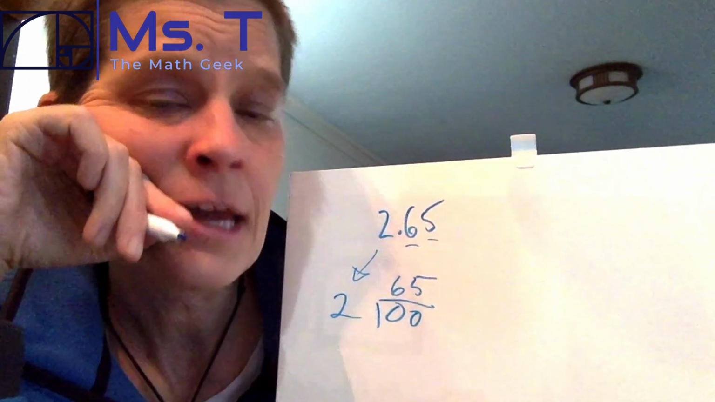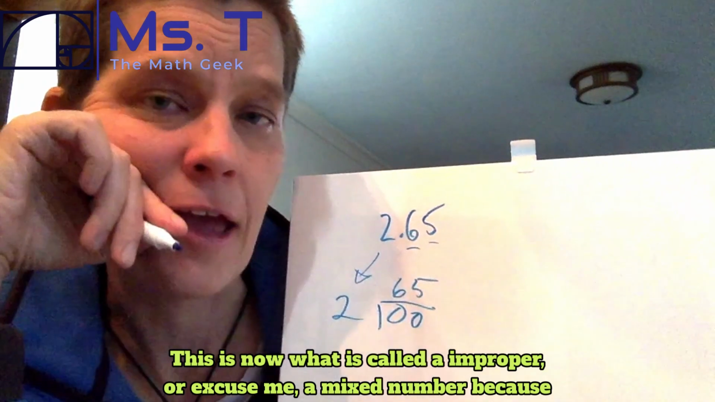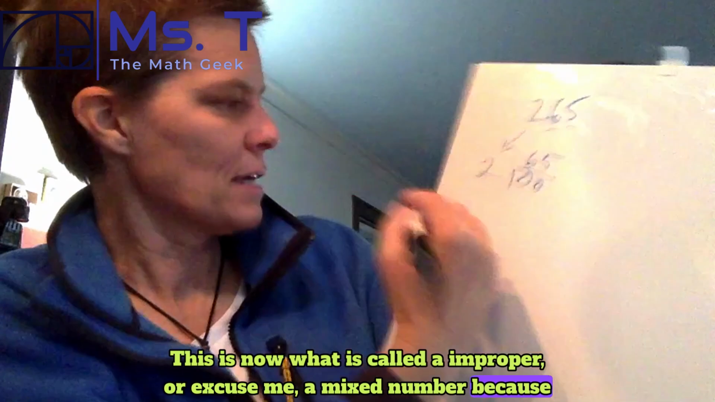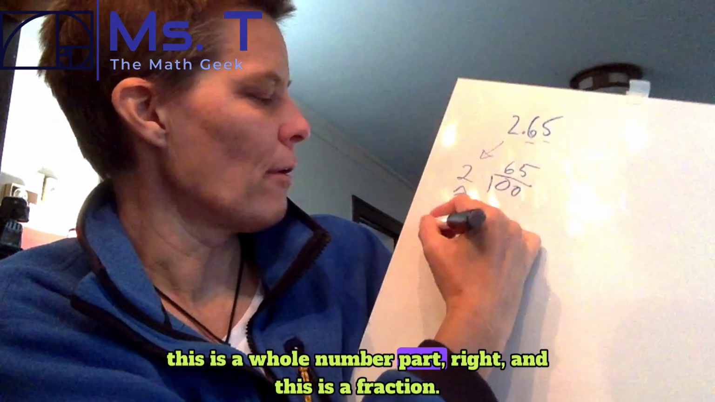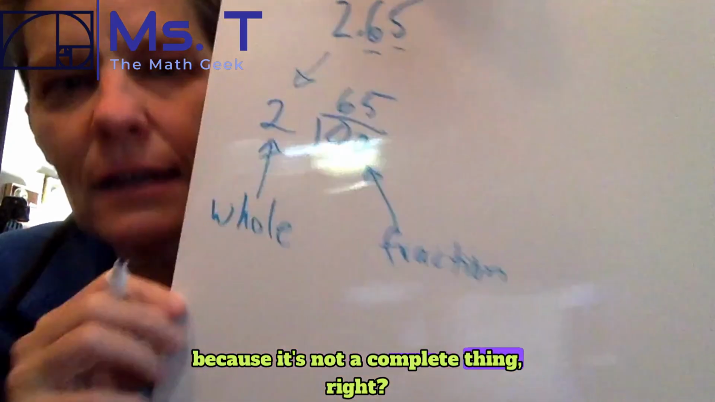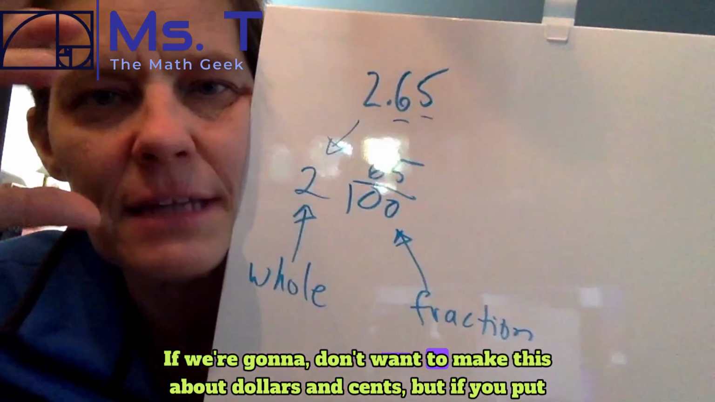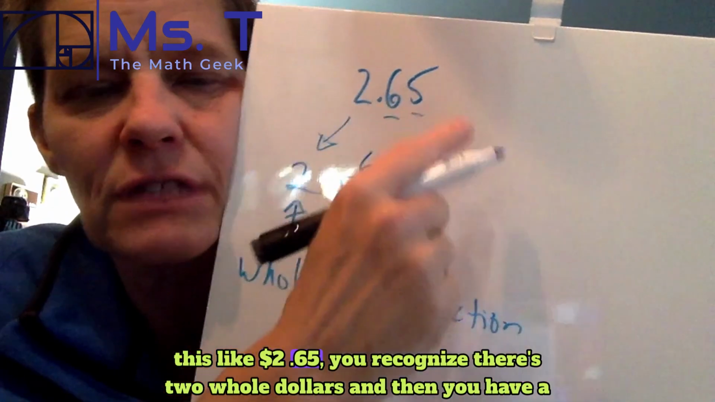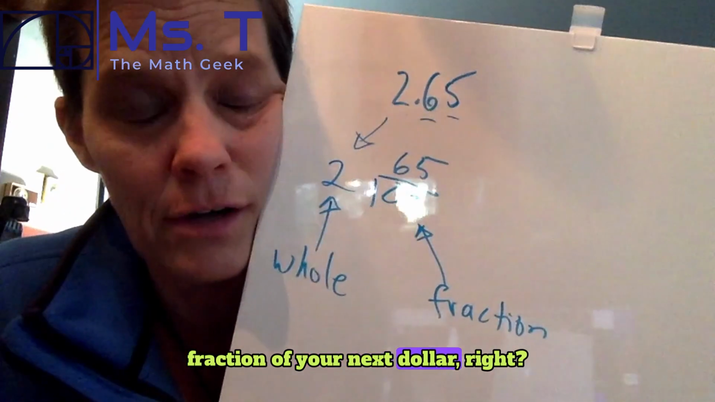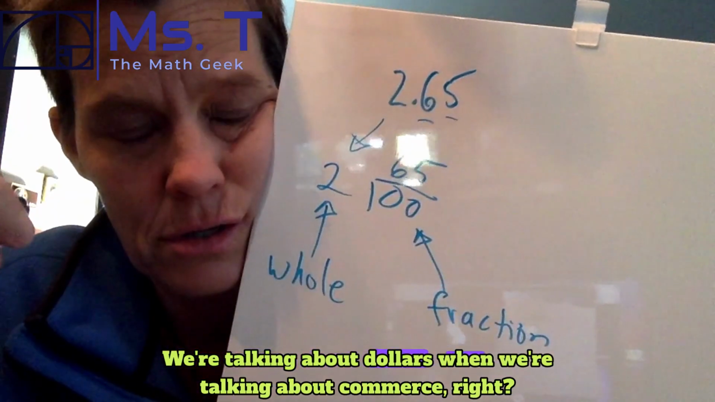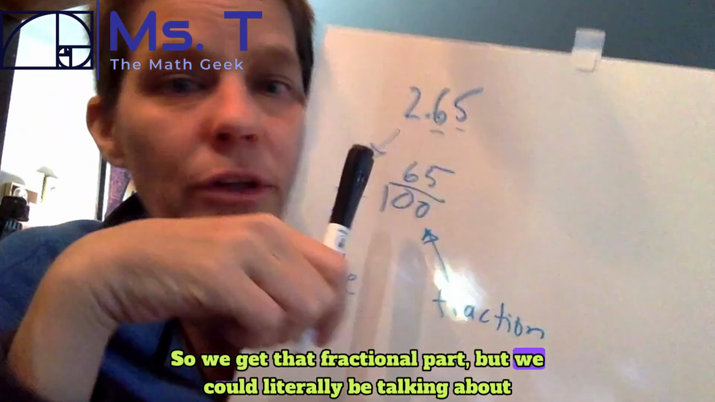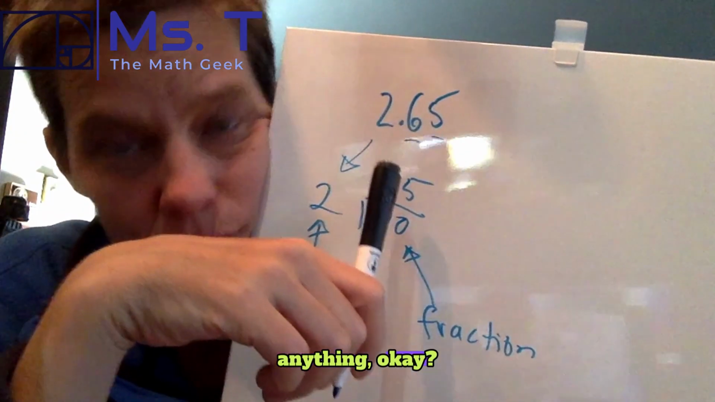Okay. This is now what is called a mixed number. Because this is a whole number part, right? And this is a fraction because it's not a complete thing, right? I don't want to make this about dollars and cents, but if you put this like $2.65, you recognize there's two whole dollars and then you have a fraction of your next dollar, right? We're talking about dollars when we're talking about commerce, right? So we get that fractional part, but we could literally be talking about anything, okay?